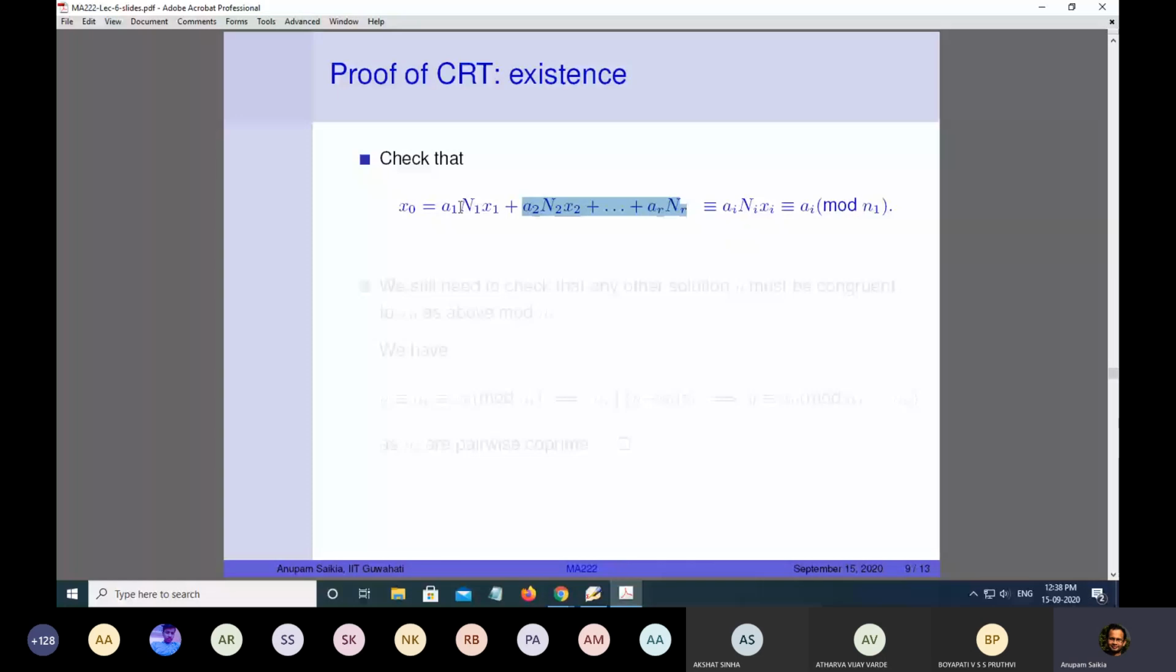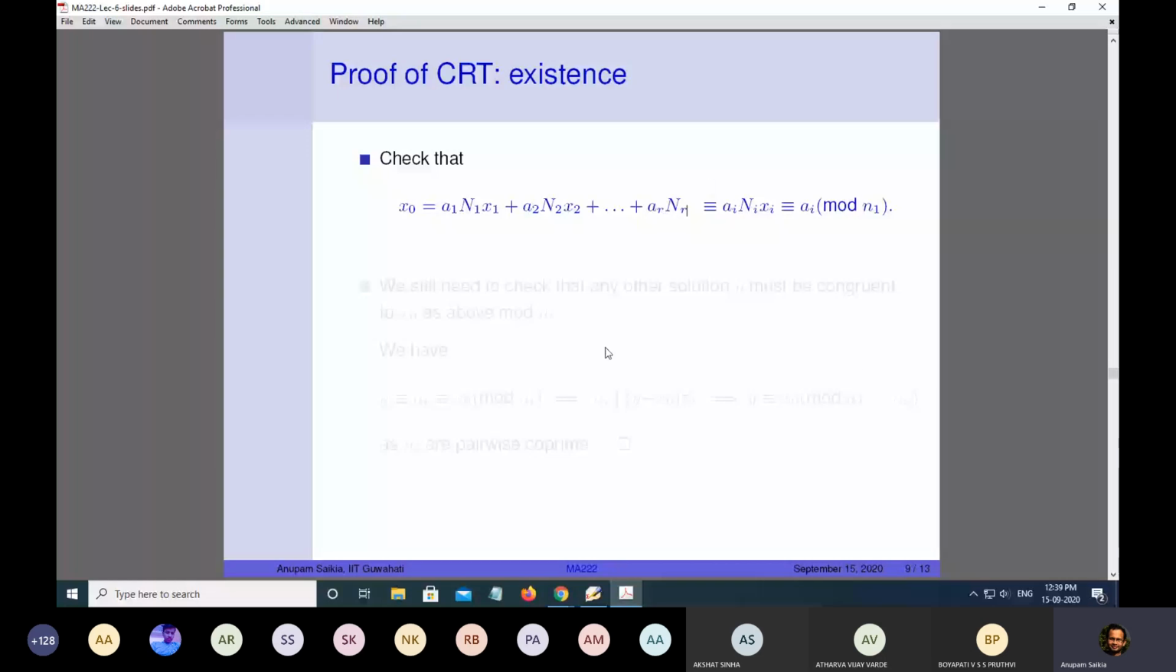Similarly, I can do the same argument for each i, so I should say here ni. For example, if I have n subscript r, then clearly all these other terms vanish. By the way, this xr is also missing here: Ar, nr, xr. So that's how we can verify.